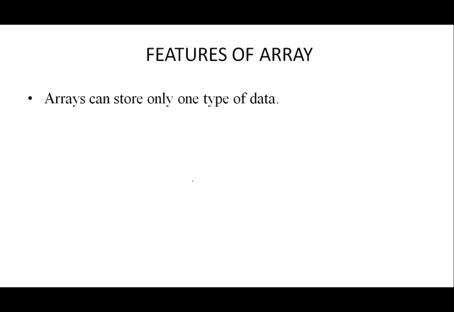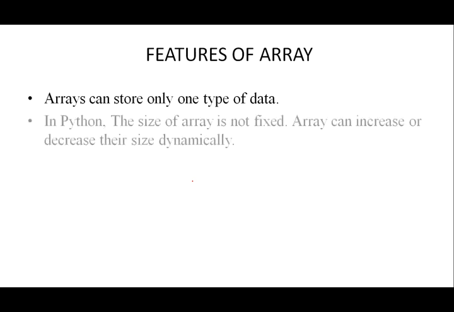Features of array. Array can store only one data type. Again the same thing is repeating here, which means it is very important. We cannot store a different data type over here. The size of the array is not fixed. It can be increased or decreased. This means it is dynamic in nature.